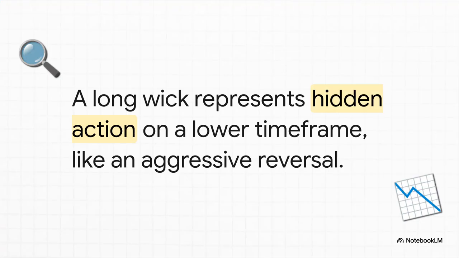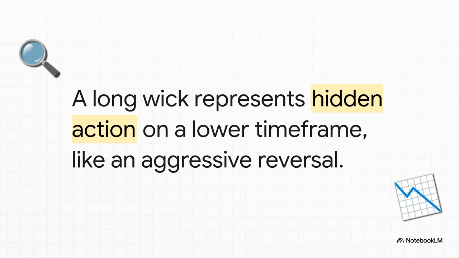You know, most everyday retail traders look at a long wick on a chart and simply think, oh, the price was rejected. But smart money? They look a lot deeper. The crucial point here is that a long wick actually represents hidden price action on a lower time frame. Think about it. If you're looking at a 1-hour candle and you see this massive, long wick shooting out the top, it just looks like a simple line.